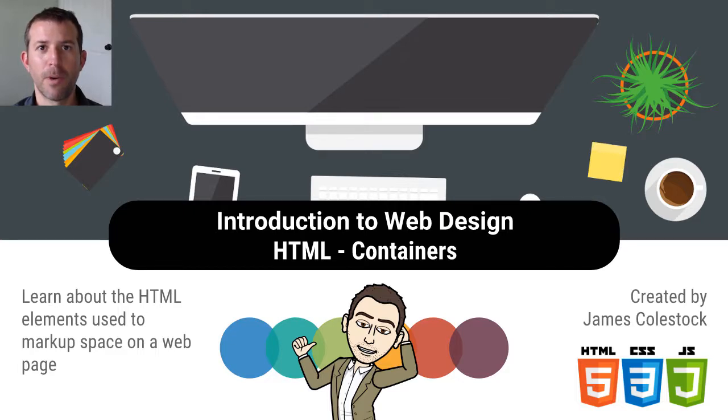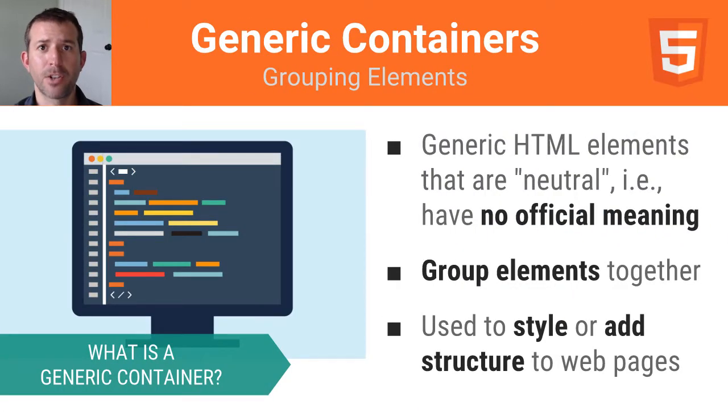We're going to continue learning about web design and HTML by looking at generic containers. Generic containers are special HTML elements that have no official meaning. They are totally neutral. So far, you have learned about HTML elements, each with its own semantic meaning. What I mean by that is that an IMG element is used to put images on a page. So the name of the element describes what it does.